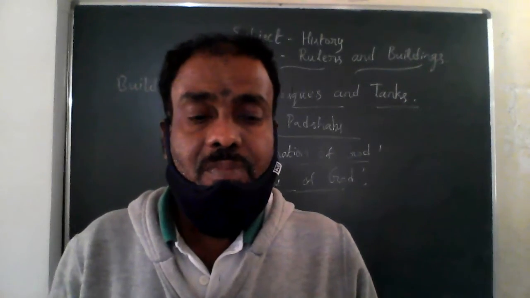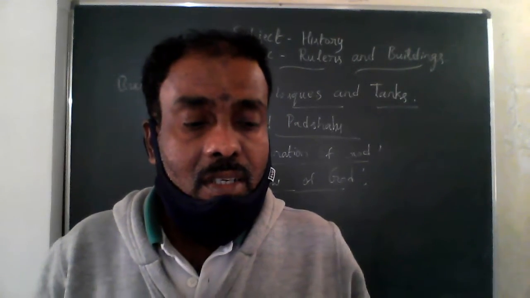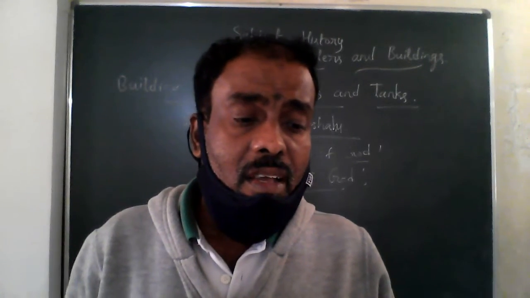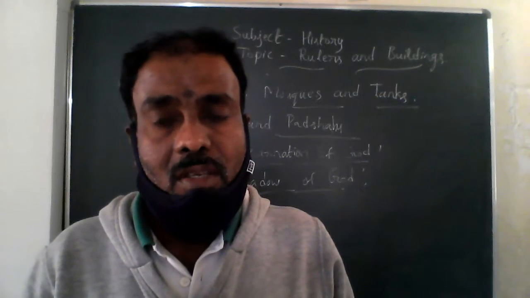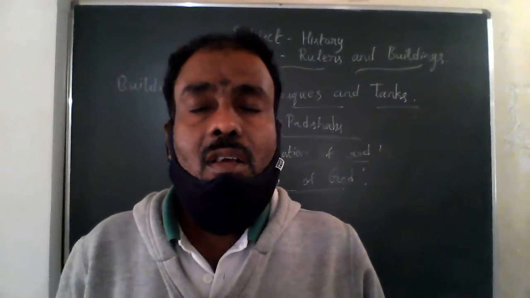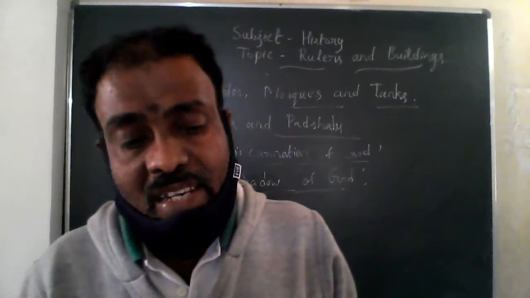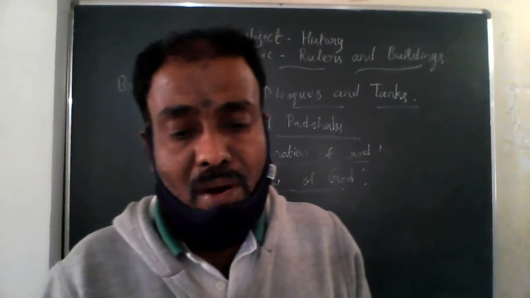They were described as the shadow of God. Getting these, students? See, and that God chose Alauddin. For example, I would like to mention an inscription in the Quwwat al-Islam Mosque.